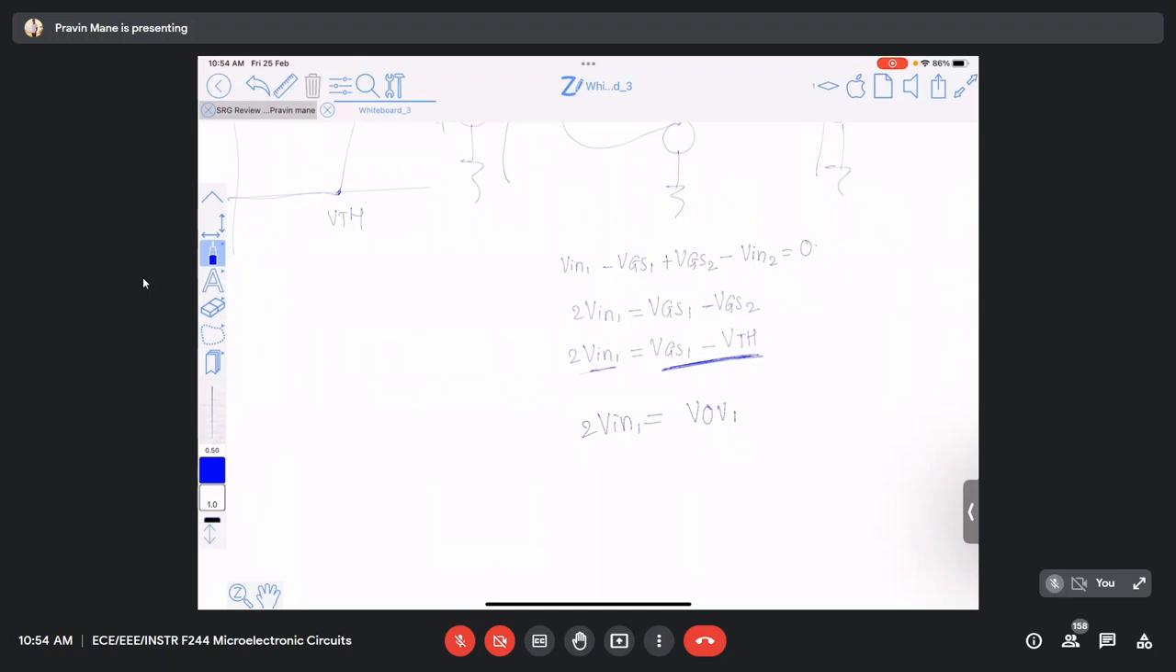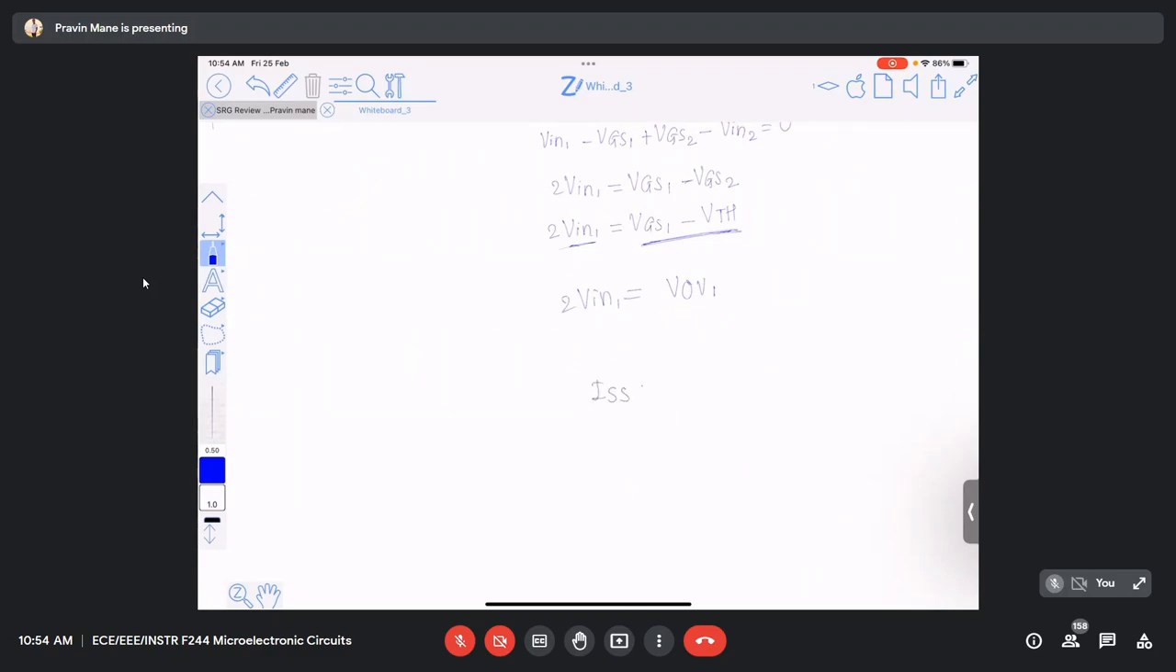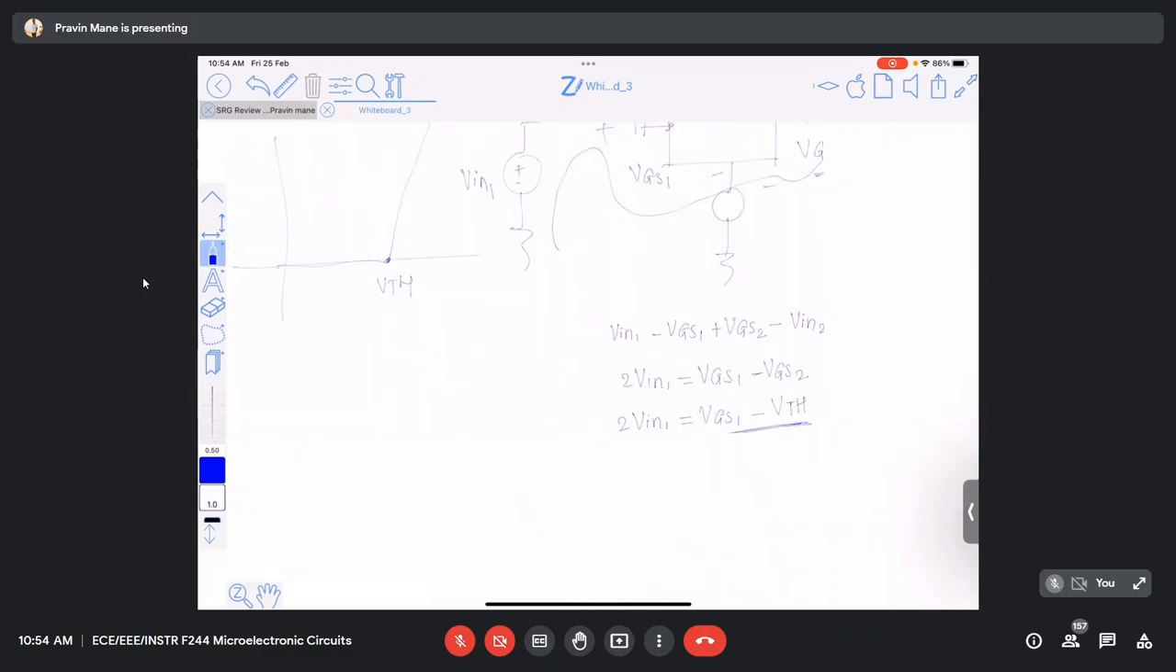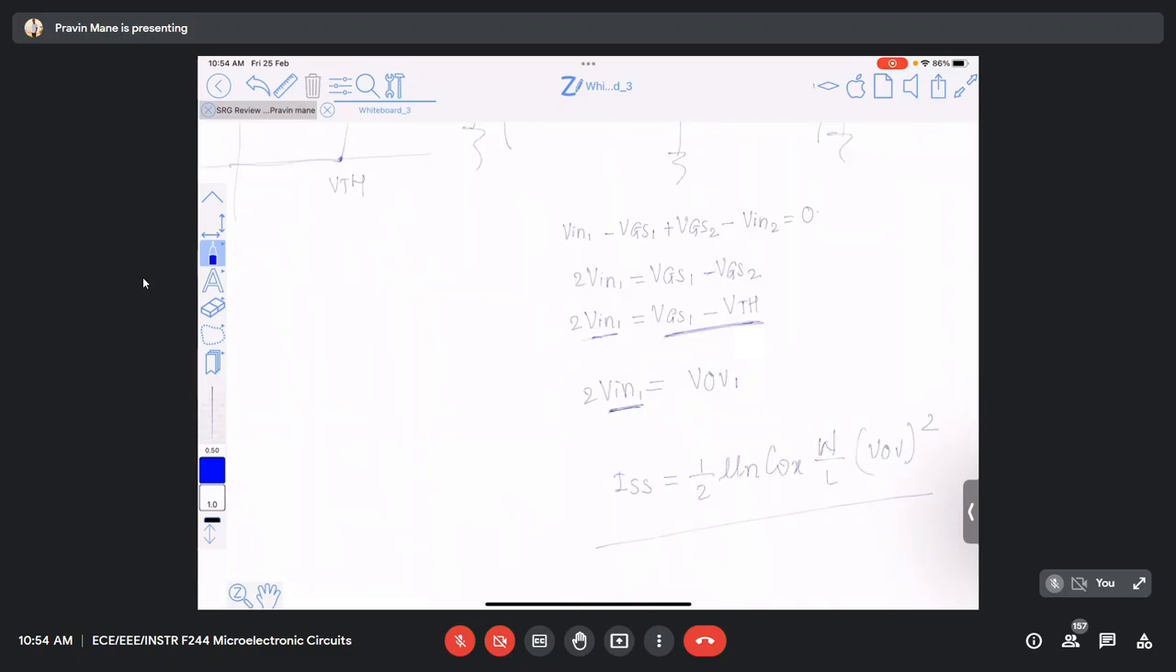Now, what is the value of the current? ISS is equal to half mu n Cox W by L times Vov squared, which is the current flowing through the circuitry. So in this situation, the whole tail current ISS is flowing through M1, and the other transistor current becomes equal to zero. This is the maximum value that we can apply to Vin1.